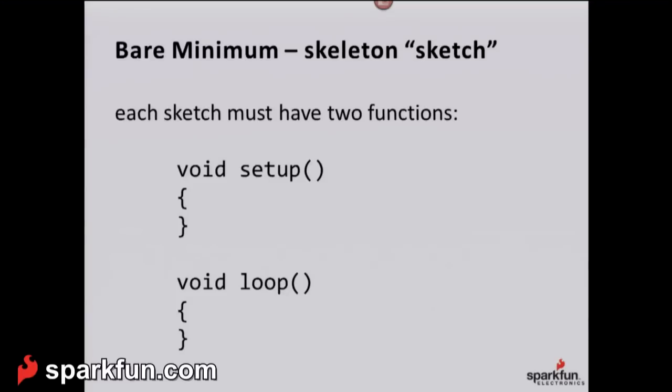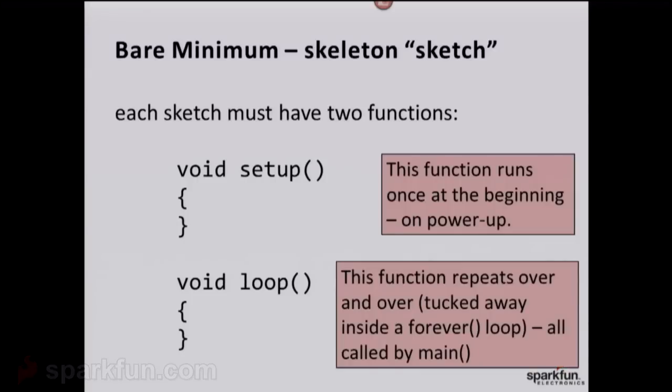You missed that? So every sketch starts out, the skeleton is pre-populated when you open up Arduino, and it says void setup and void loop. If you're a C programmer, you might be asking, where is the main? Turns out that these two functions are called in the main. Setup is called once, and then loop is called inside a forever loop.